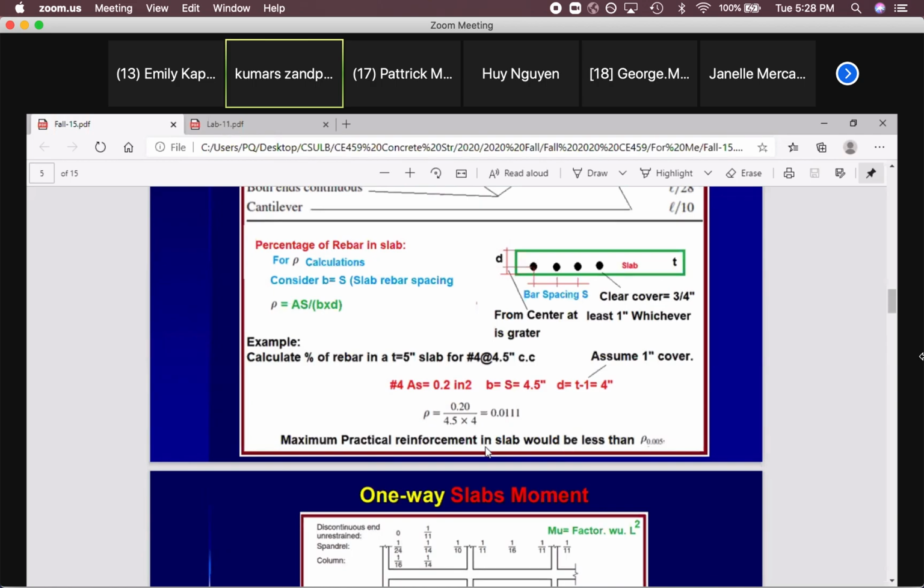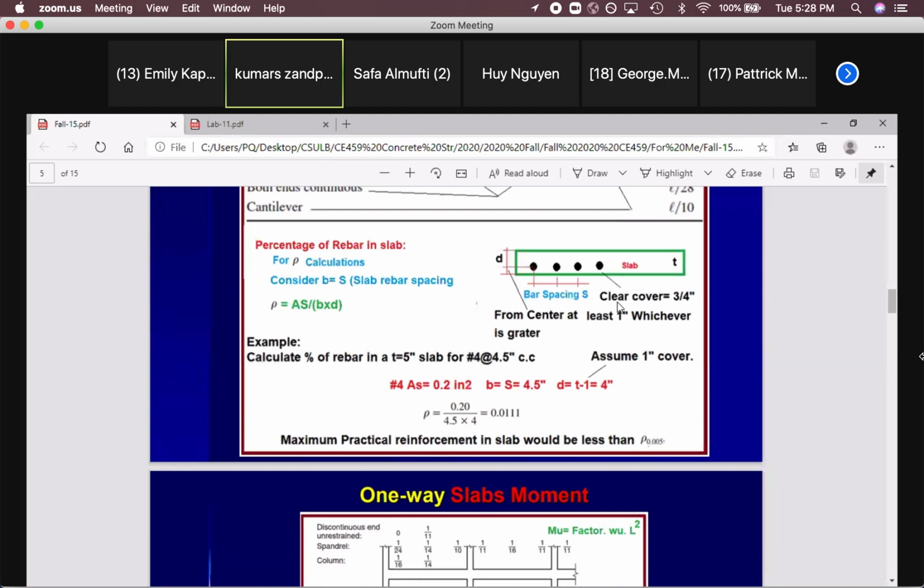Yes, Safa, what's the question? Do we always assume 1-inch cover? Look at this. Yes, you should assume it, then check based on the rebar size that you have.